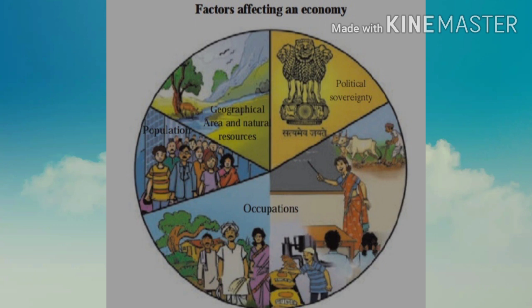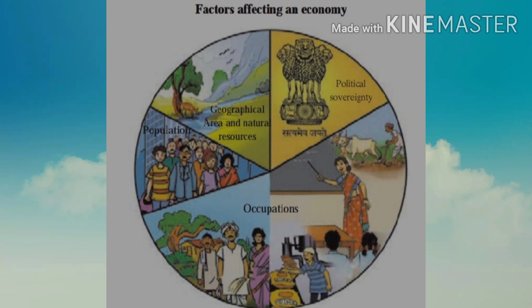Second factor that affects an economy is population. Population is known as a kind of resource. Suppose the country has a bigger geographical area but has a less population like Australia, then that country cannot get a good progress also, because the manpower is less in such country. So population also plays a vital role for the economical development of a country.